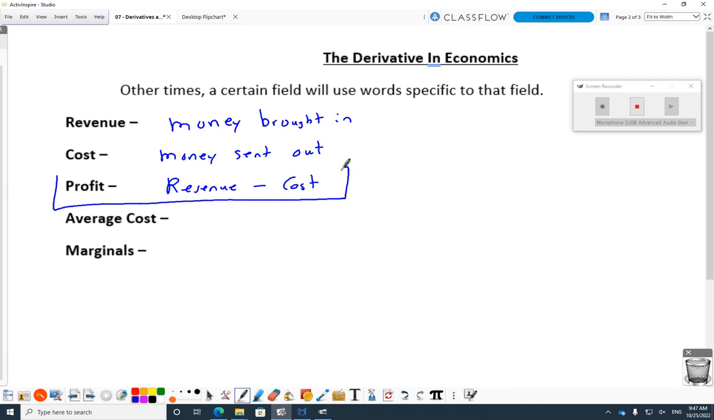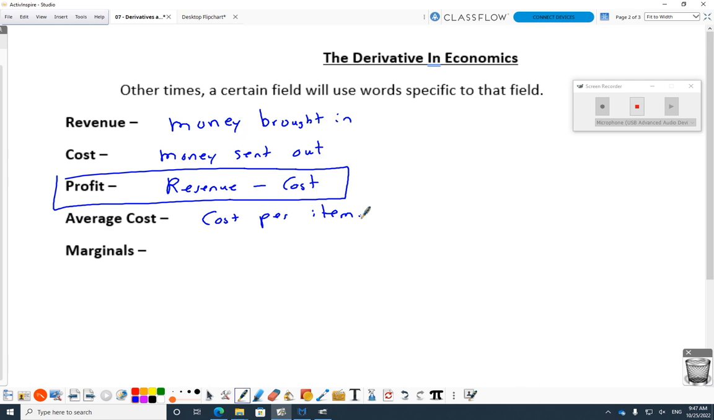Economics and business people will argue that's the most important equation in the history of humanity. They're completely wrong, but it's the world they live in. They've got to know how much profit they made: revenue minus cost. Average cost, I'll just write cost per item. That's a pretty good starting definition of average cost.